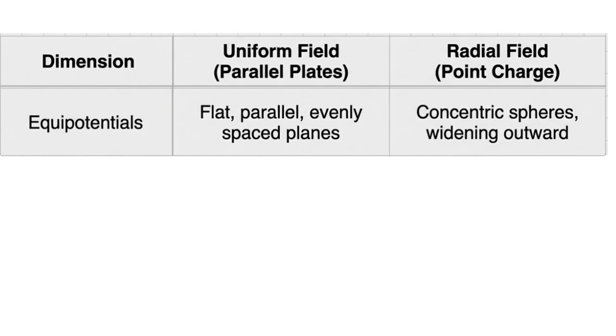On the other hand, a radial field behaves quite differently. Here, the electric field strength decreases as you get farther from the point charge, following an inverse square law. The potential also drops, but it does so inversely with the distance, meaning it decreases more gradually as you move outward. The equipotential lines aren't flat, but form concentric spheres around the charge, spacing out wider as you go further away. These differences help us understand how electric fields and potentials behave in different physical setups, guiding us in both practical applications and theoretical analysis.